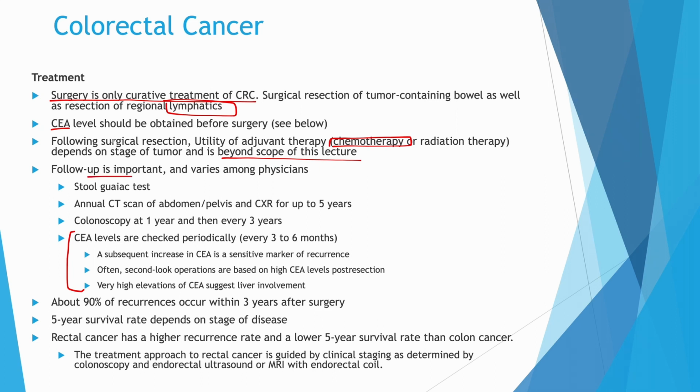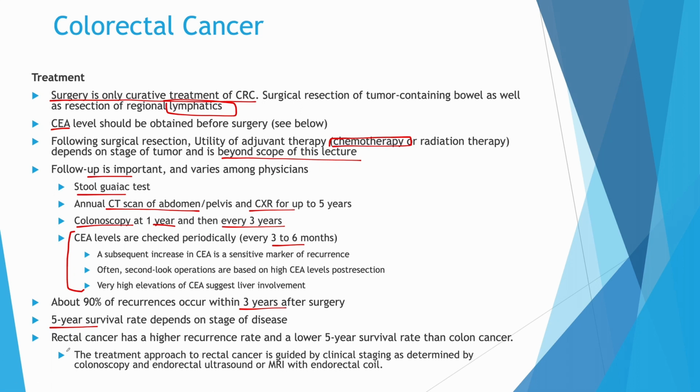Follow-up after the surgery is done and the colon cancer is removed, we do stool guaiac testing, annual CTs, chest x-rays, colonoscopies at 1 year and then every 3 years if it's normal, and then CEA. So we usually get CEAs every 3 to 6 months, and we're looking for any elevations. If a patient is going to have a recurrence of colorectal cancer, it's usually within the first 3 years. And the 5-year survival rate really depends on the stage of the disease. Stage 1, the 5-year survival rate is about 90%, so it's highly curable if we can catch it early enough. Whereas stage 4 is all the way down to 5 to 7% 5-year survival rate.